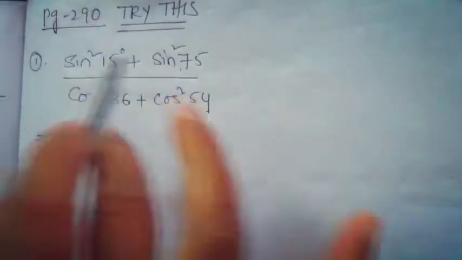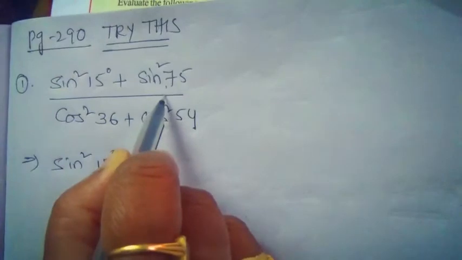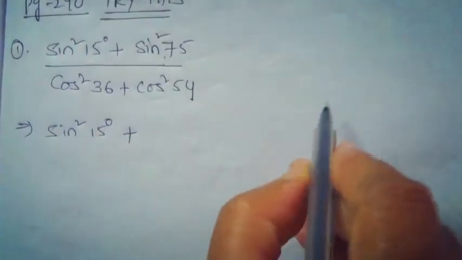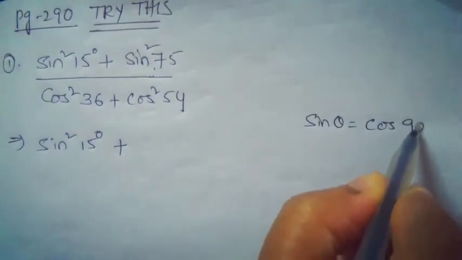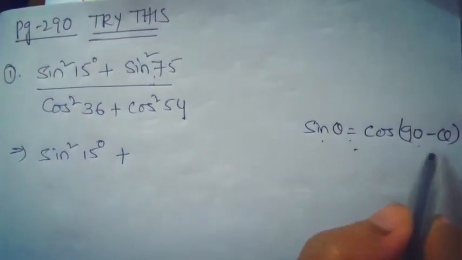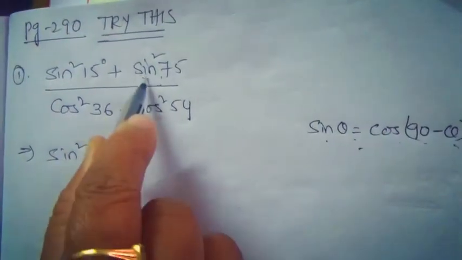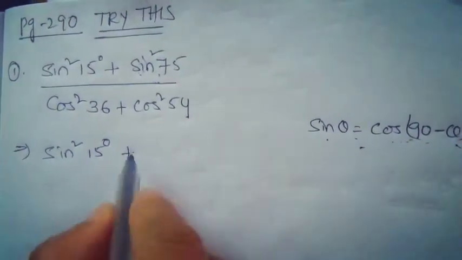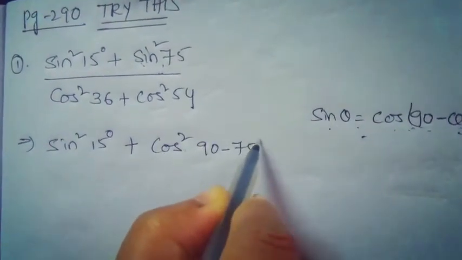Any one you just change, not two, any one. Sine square 15 plus, you just change this one. Already we know that sine theta is equal to cos of 90 minus theta. I said this to you in part 3 and part 4. So in the place of this sine, I am writing cos of 90 minus theta: cos square 90 minus 75.